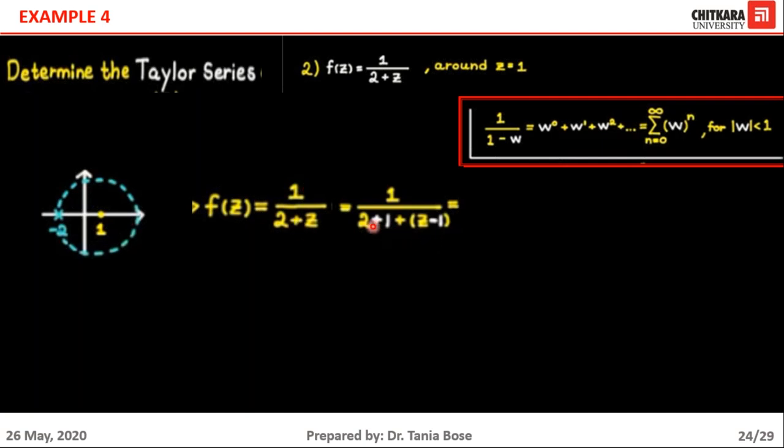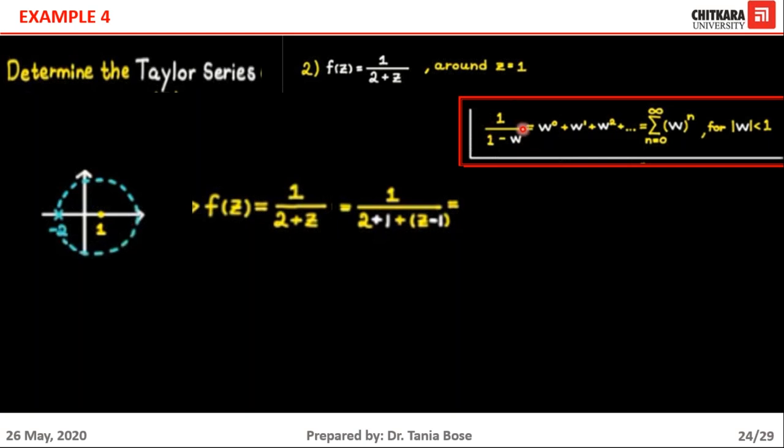So when I add 1 and I subtract 1, I get an expression of this kind. So I get 2 plus 1, it will become 3. And in place of z, I will get z minus 1. So you can see that now the center is around z equal to 1. Earlier, in the previous question, the center was around z equal to 0. So I didn't have to do anything, because I was simply getting z. So what if the center is something apart from 0, you have to first make that change, right? So this term is now 1 upon 3 plus z minus 1.